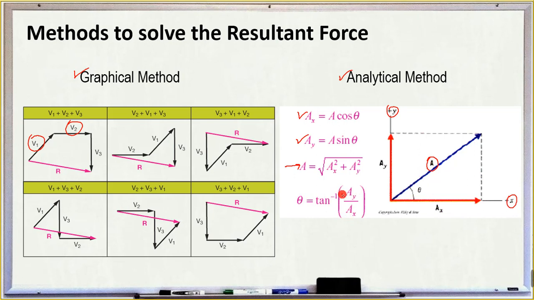You should note the signs of ax and ay because that is how you will know which direction it is pointing. It could be in the first quadrant, second quadrant, third quadrant, or fourth quadrant. So again, this is how we are going to solve the resultant of a force using the analytical method. We are going to use this in our first example.